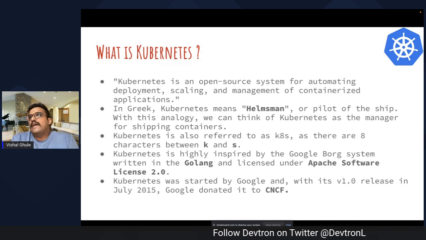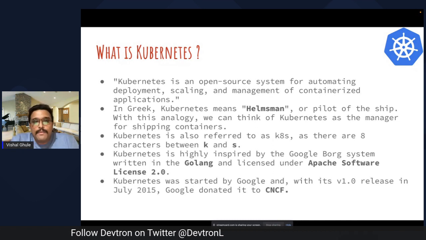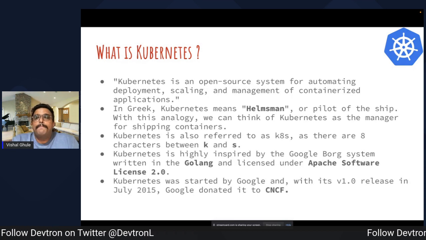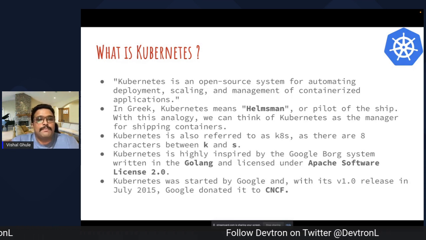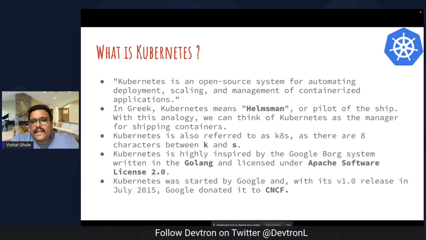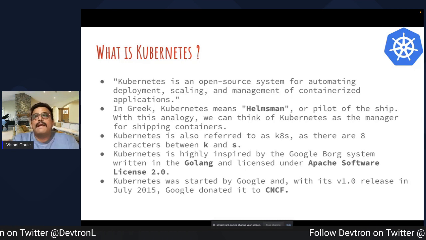The word Kubernetes comes from Greek. Kubernetes means helmsman, the person or pilot of the ship who is responsible for managing the ship. If we take this analogy, we can consider Kubernetes the manager for shipping the containers. Here, the containers are our application containers.